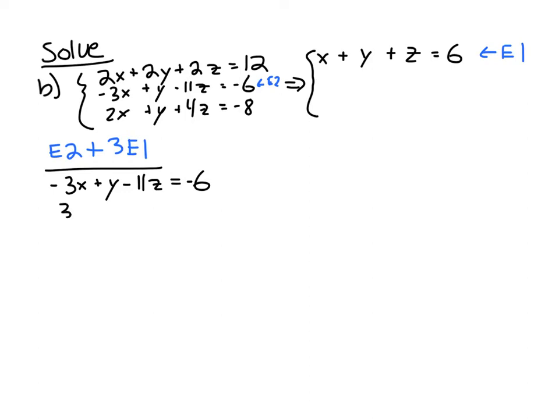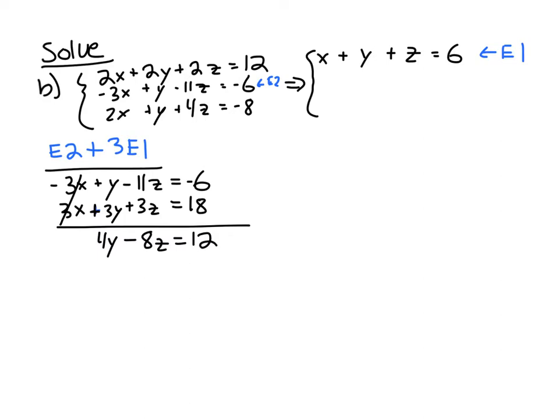And then I'll have 3x, so now I'm multiplying 3 by every term here. So 3x plus 3y plus 3z equals 18. Okay, now let's add them. Those two cancel, and that's what we wanted. We wanted to eliminate the x, and then we'll end up with having 4y here, and then we'll have minus 8z, and then this will be 12.